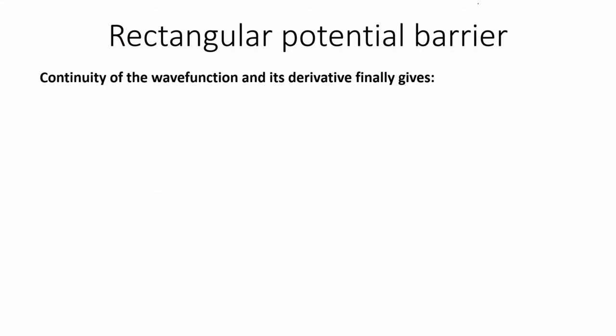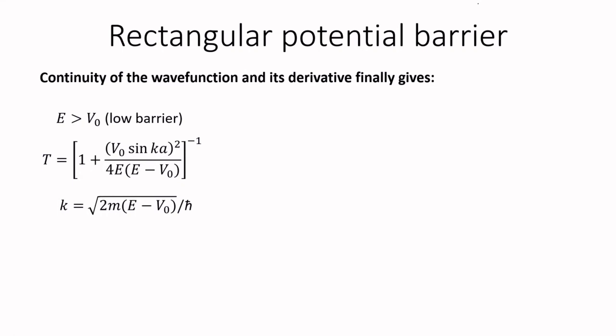Now for E larger than V0, the low barrier case, transmission is given by this term. Again, even though the wave is above the barrier in energy, the transmission is not 1. So in contrast to the classical case, we see some reflection from the barrier. We can also observe another interesting effect.